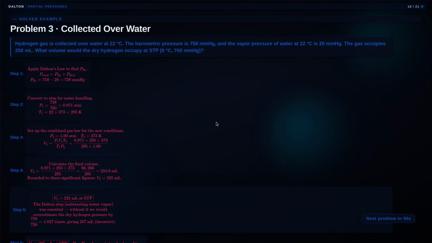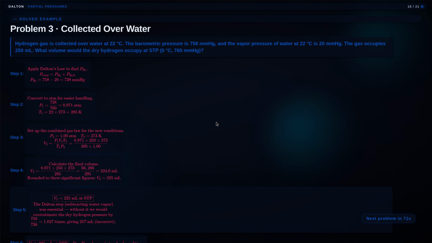Step 2. Convert to atmospheres for easier handling. The pressure is 738 divided by 760, which equals 0.971 atmospheres. The temperature is 22 plus 273, which equals 295 Kelvin.